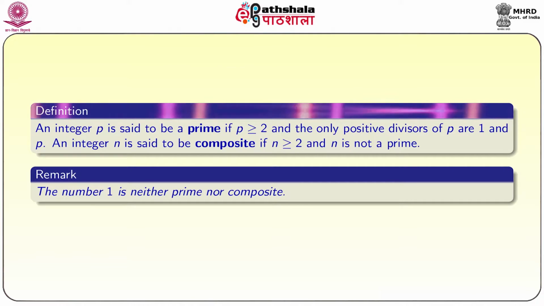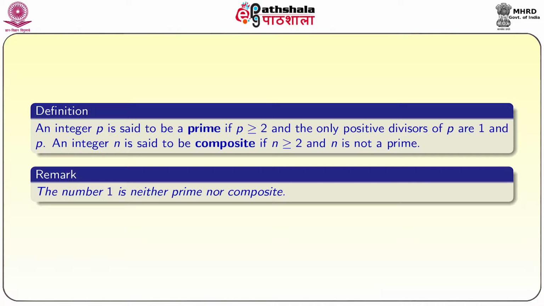So, first we will define what a prime number is. An integer p is said to be a prime if p is greater than or equal to 2 and the only positive divisors of p are 1 and p. Here we are defining the concept of prime only for positive integers. An integer greater than or equal to 2 is said to be prime if the only positive divisors are 1 and itself.